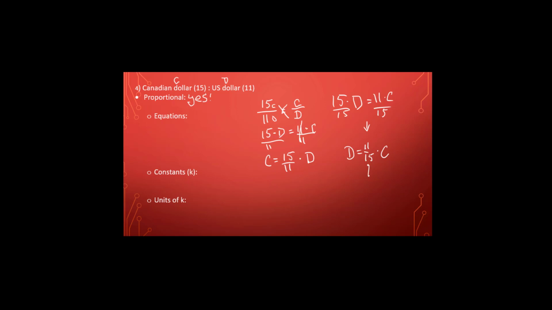Here's K. And being that we're inputting Canadian dollars, I have to have this as US dollars over Canadian dollars. So there's the units of K in this equation. Dollars over Canadian dollars times Canadian dollars, and they will cancel. Now let's take this one and divide 15 divided by 11, and I get about 1.36.